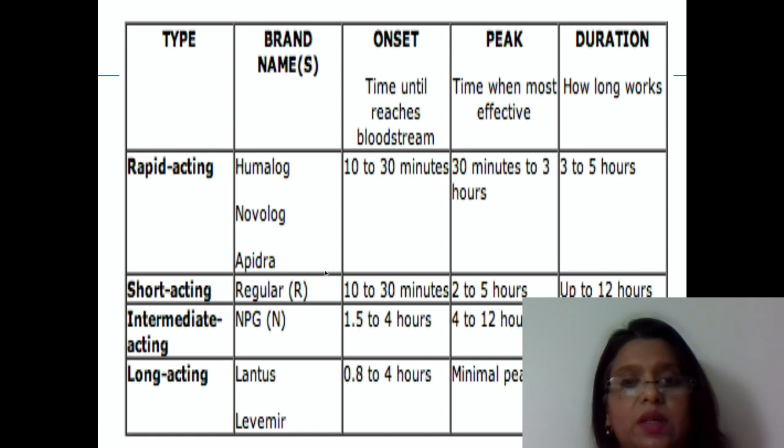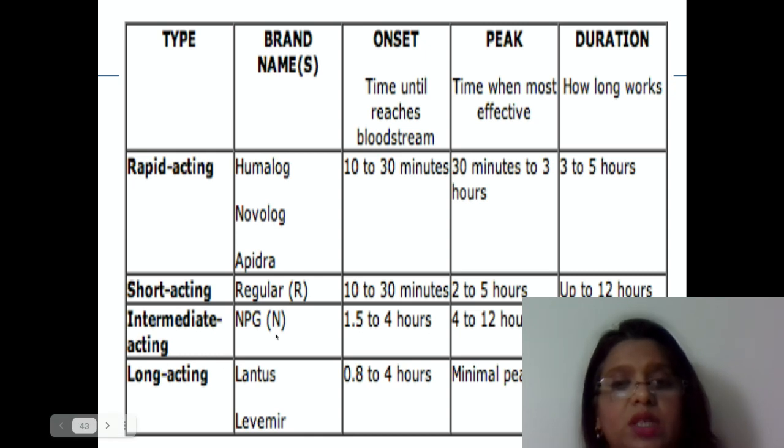Short-acting insulin is regular insulin. If you give a shot of, let's say, 10 units of regular insulin, it will start working in 10 minutes. It will peak. It will have maximum effect in your system in 2 to 5 hours, and it will stay in the body system for 12 hours. Intermediate acting is also NPH or insulin N.